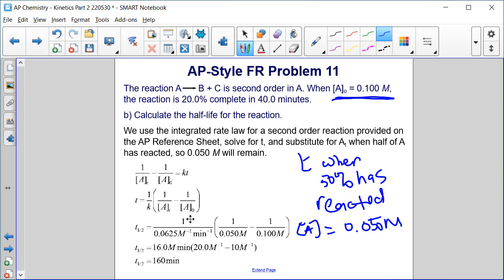So the half-life is equal to 1 over K, which we calculated in part A, 0.0625 inverse molarity, inverse minutes, times 1 over the concentration at the half-life, which is 0.05 molar, minus 1 over the initial concentration, which is 0.1. Then from here, it's just a calculation. Plugging the numbers in, we get a half-life of 160 minutes. And it makes sense that it would be more than 40 minutes, remember 20% reacts in 40 minutes. And it is: it's 160 minutes.